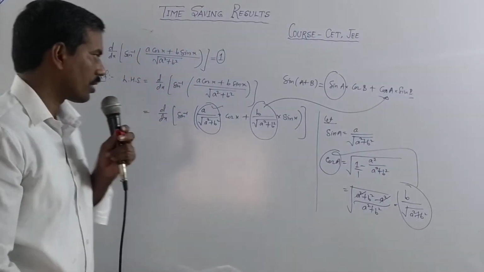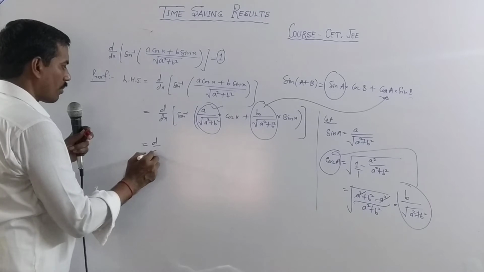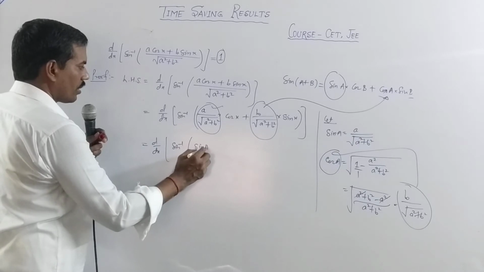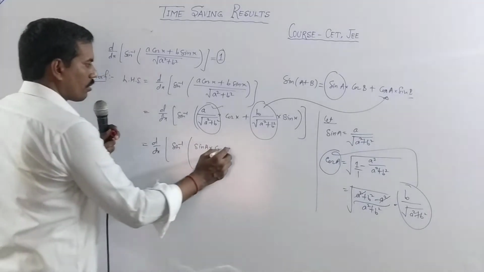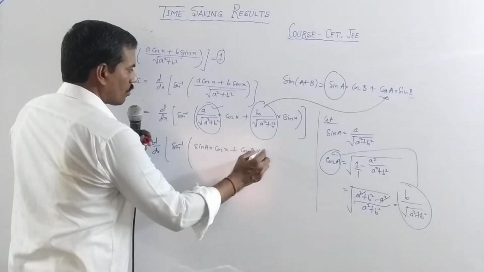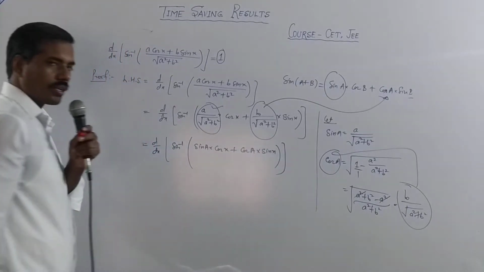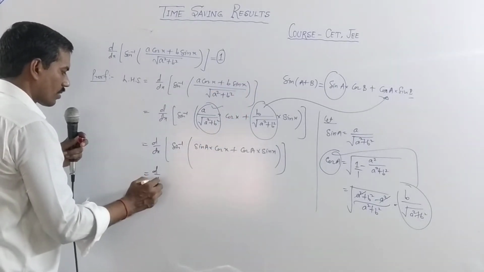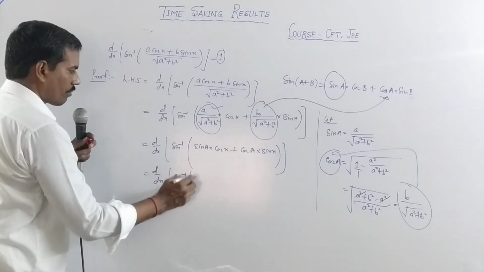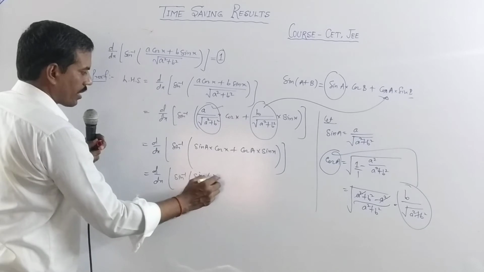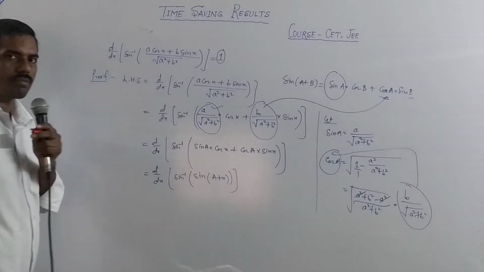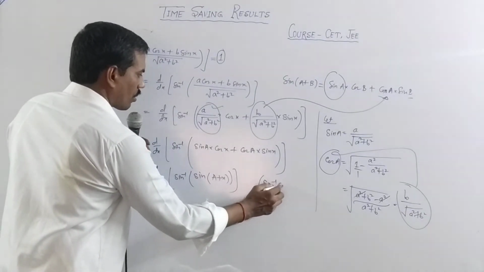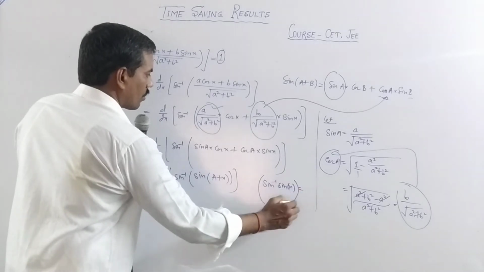Okay, so this is equal to d by dx of sine inverse of (sine a into cos x plus cos a into sine x). Now from that format we can write it as sine inverse of sine of (a plus x), correct? And we know that sine inverse of sine x is equal to x.